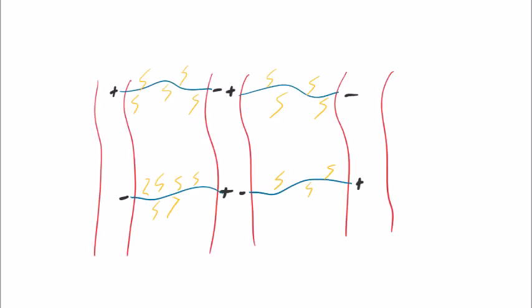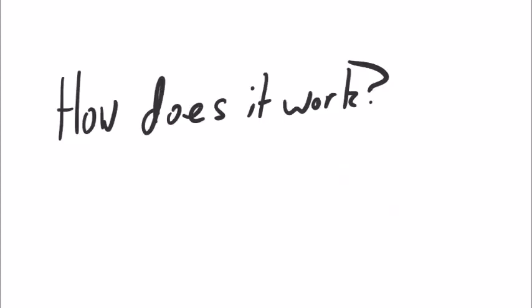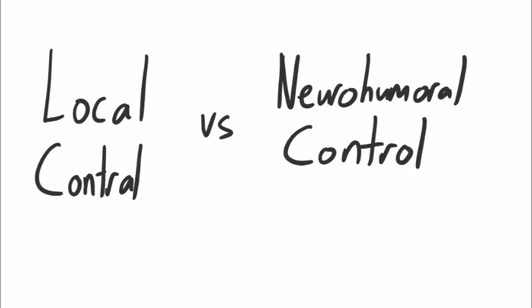Vascular smooth muscle cells in a vessel are coupled together electronically and can be influenced by mediators in the surrounding tissue. But how exactly are they controlled? Well, there are a few controls in place that we can broadly categorize into local control and neurohumoral control. Let's take a look at local control first.